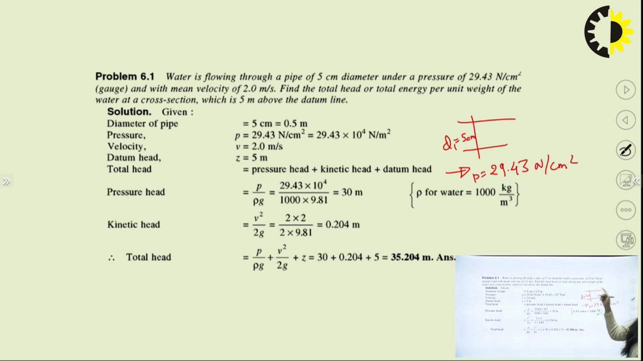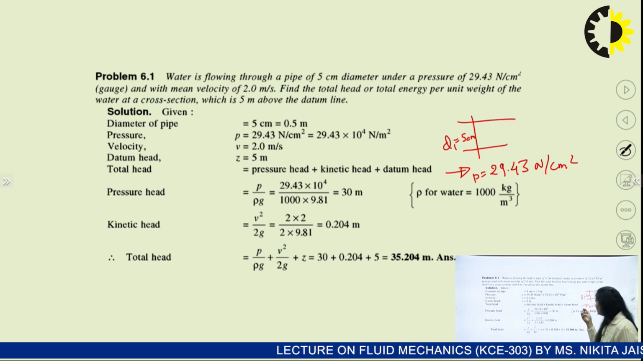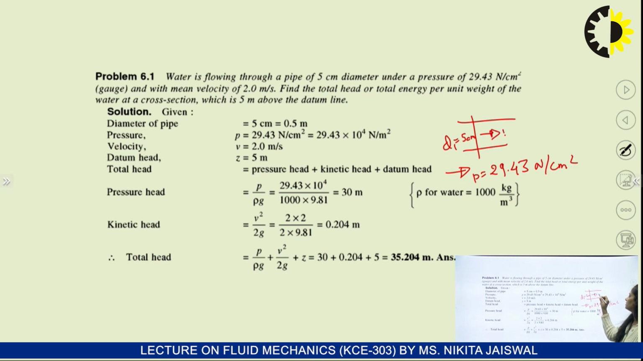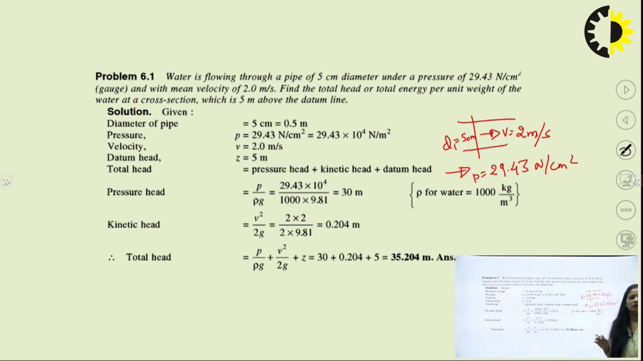In brackets they mention that it is gauge pressure, with a mean velocity of 2 meter per second. Again, you can write the velocity as 2 meter per second. Find the total head, or total energy per unit weight, of the water at a cross section which is 5 meter above the datum line. The question is asking for the total head or total energy per unit weight of water.